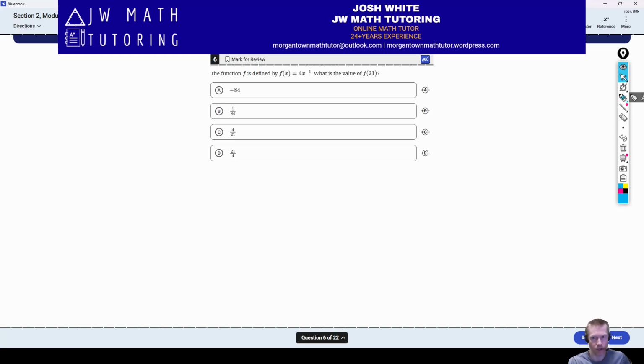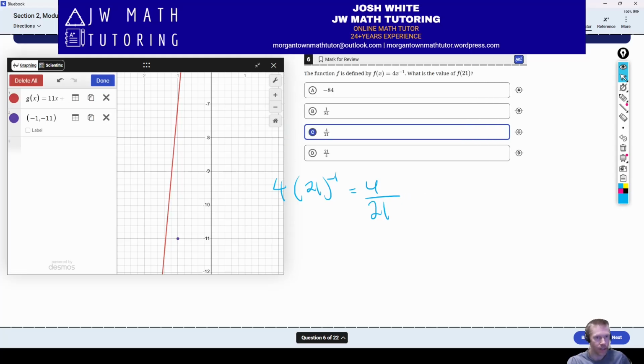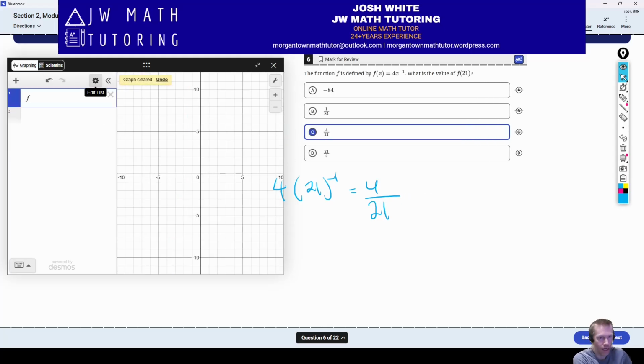Next up, question 6, we are evaluating a function. So we have 4 times 21 to the negative first. Now that just is the same as moving the 21 to the denominator and making it to the positive first, which means we just get 4 over 21. Correct answer is C.